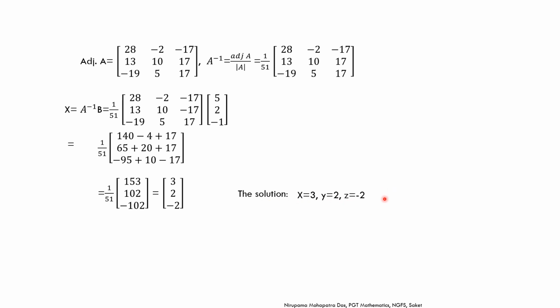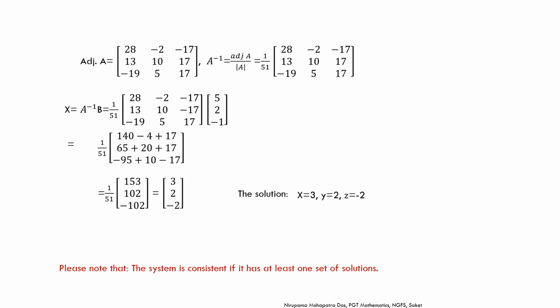And more than anything else, in the beginning be very, very careful to write the entries of the matrix correctly. With a little bit of care, you really can score 6 out of 6 in such questions.